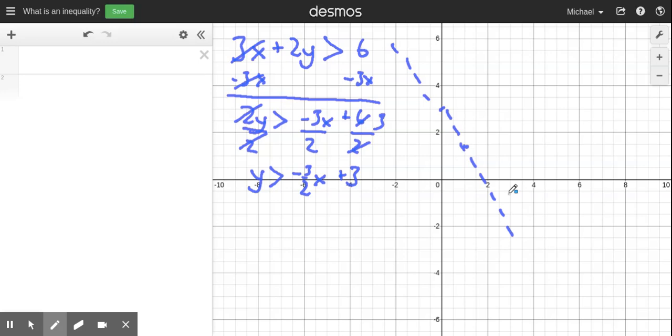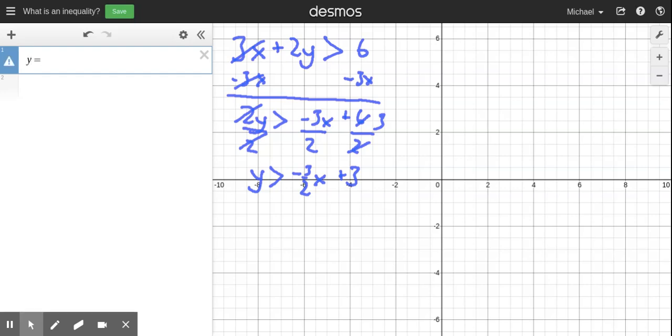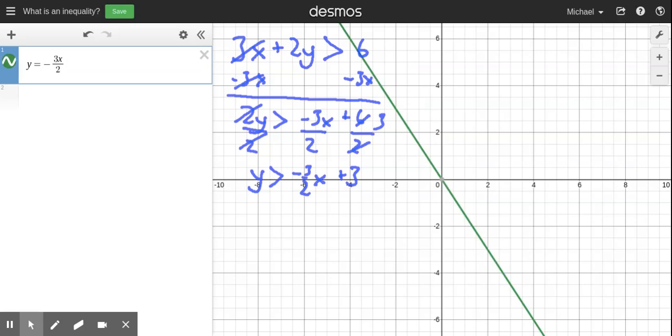Okay, so let me have Desmos do that for you because my line, as you can see, is not great. So actually, let me have Desmos do that for us. So I'm going to draw the line, which is negative 3 halves x plus 3.